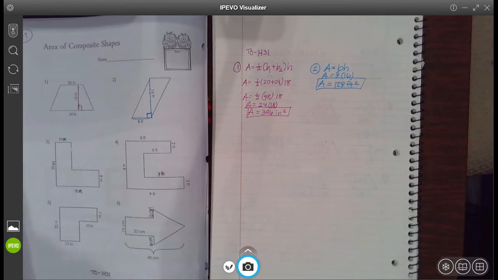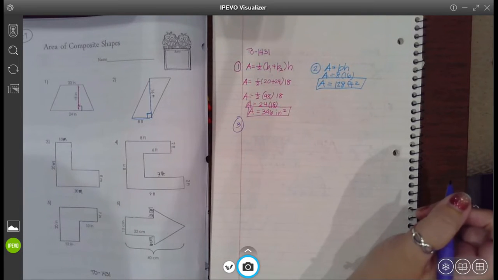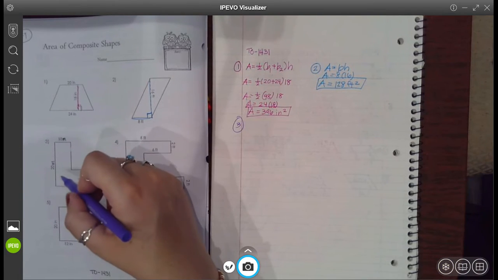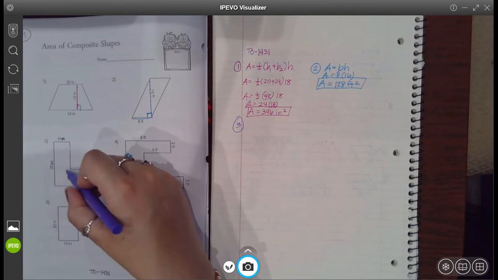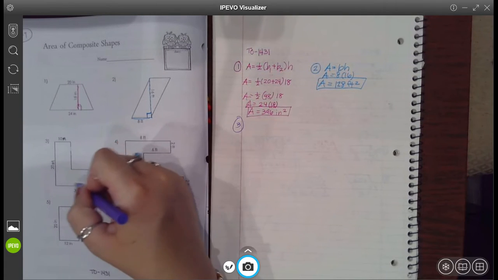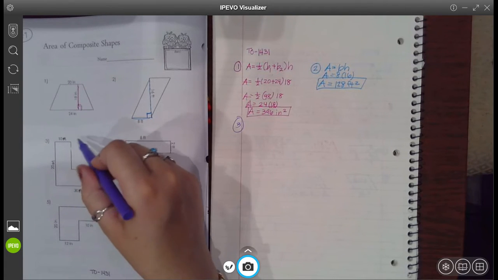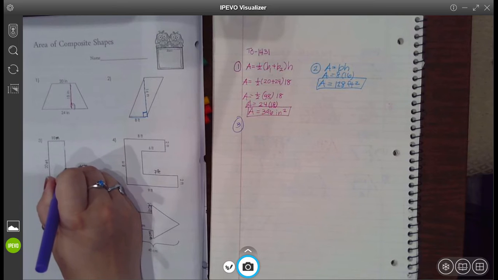Okay, number 3. This time, you have a decision to make. Should I split it here and then add this plus this? Should I split it here and add this plus this? Or should I do the whole thing and then subtract the area of that little square? There's no right or wrong way. So I'll decide to split it here.